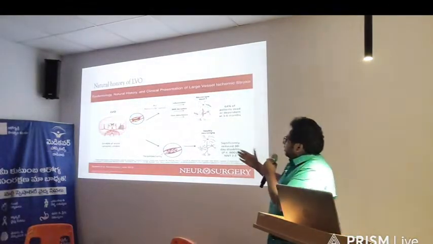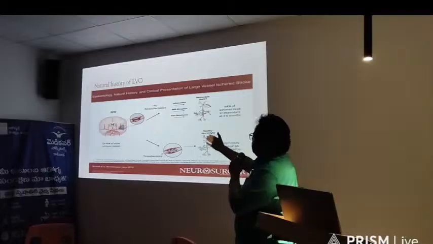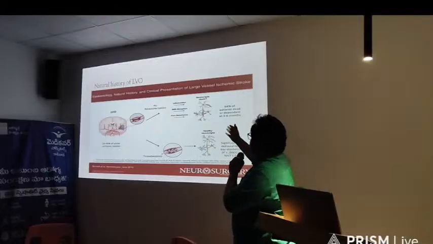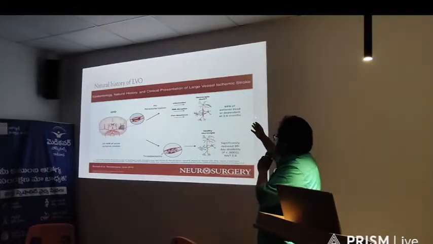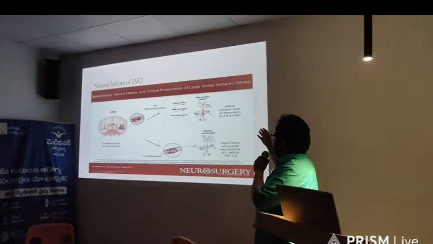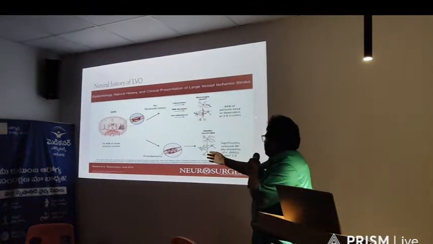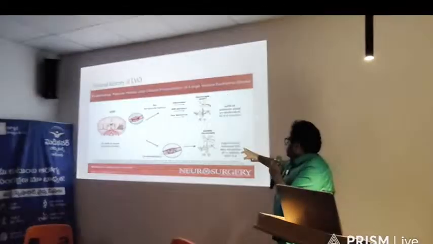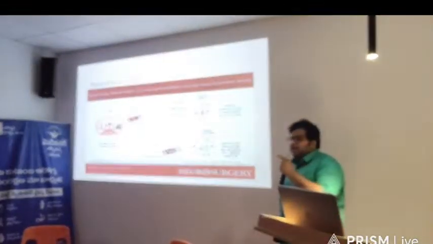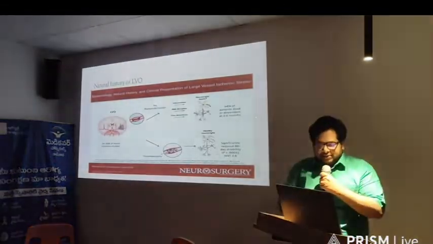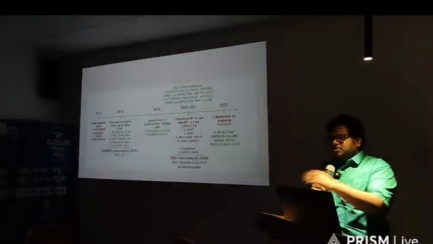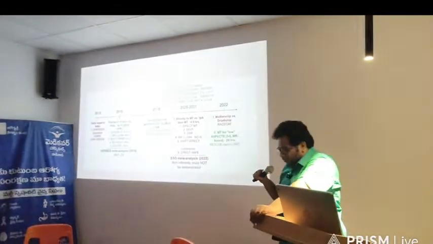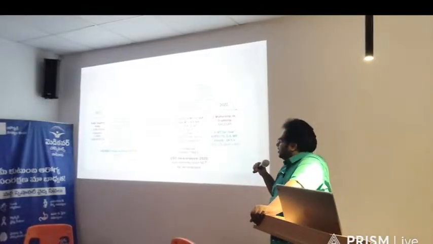Coming to the natural history, when there is a large vessel occlusion and no revascularization, neuronal death happens, and 64% of the patients become either dead or dependent at 6 months. When offered timely intervention, there is significantly reduced disability up to 90 days, and the number needed to treat is only 2.6.